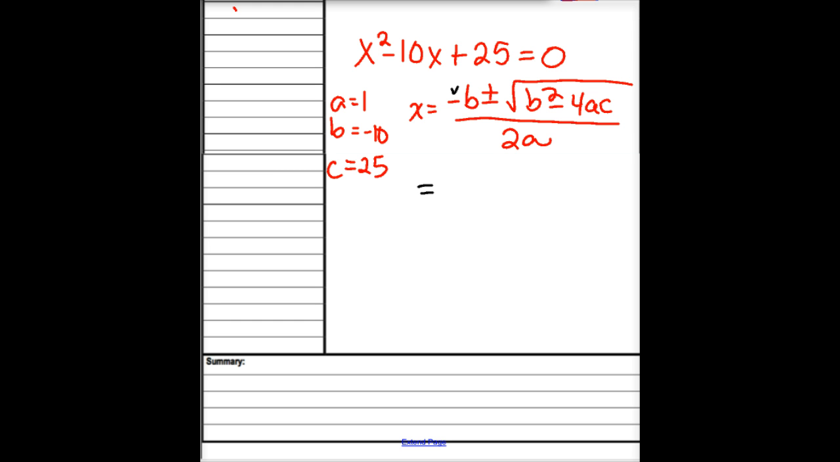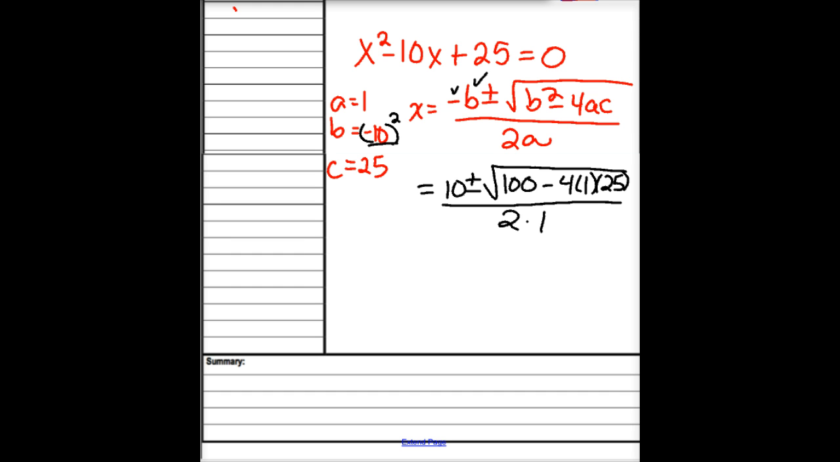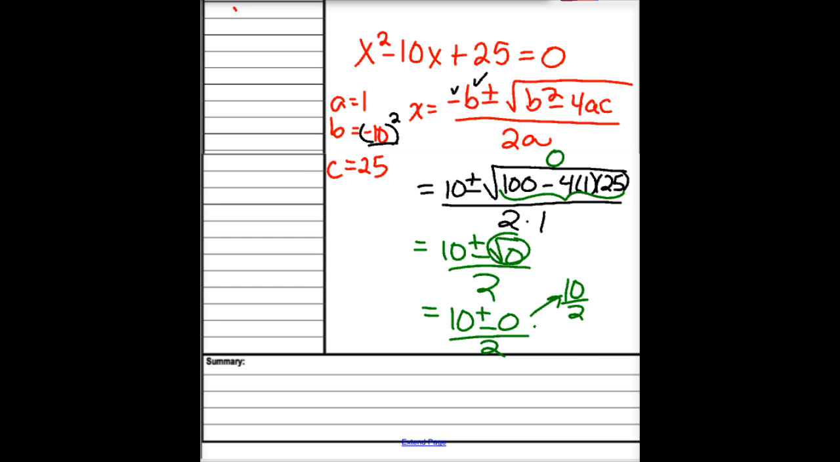Negative b would be the opposite of a negative 10, which is 10, plus or minus the square root of b squared. Negative 10 times negative 10 is 100. Minus 4 times a times c all over 2 times a. Hop under the root and do it. This would be 100 minus 100, which is 0. Uh-oh, now what do I do? Well, the square root of 0 is 0. So I go 10 up 0, down 0, divided by 2. But when I go up 0, I get 10. And when I go down 0, I get 10.